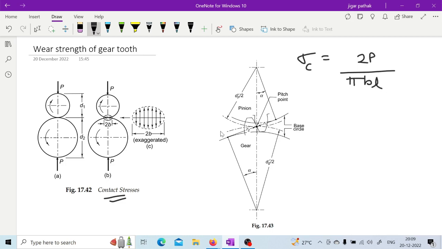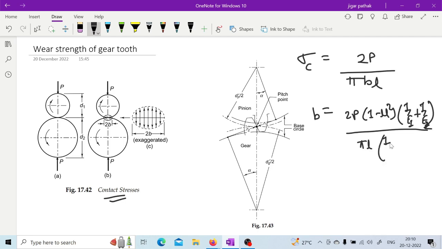So this is how your compressive stress acts at that particular area of 2b. Now this b can further be expressed with this relation: b equals the square root of 2P times (1 minus mu square) times (1 upon E1 plus 1 upon E2), divided by pi L times (1 upon D1 plus 1 upon D2), raised to 1 by 2. So this is how b is represented.